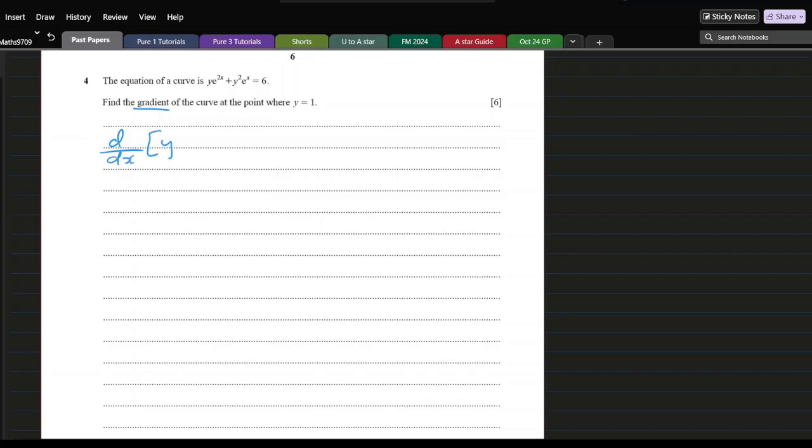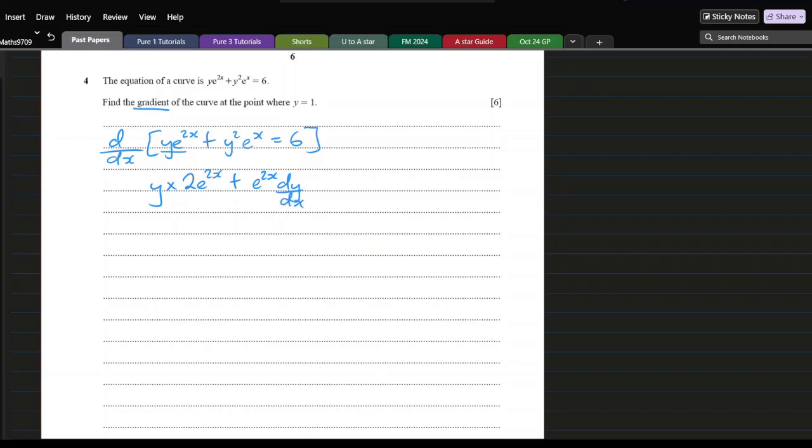So this is y e to the 2x plus y squared e to the x is equal to 6. So for the first part we've got a product, so I'm just going to hold the y and then I'll differentiate e to the 2x. So if we differentiate that, that becomes 2e to the 2x plus, now we're going to hold the e to the 2x and then differentiate y. If you differentiate y, you get dy dx.